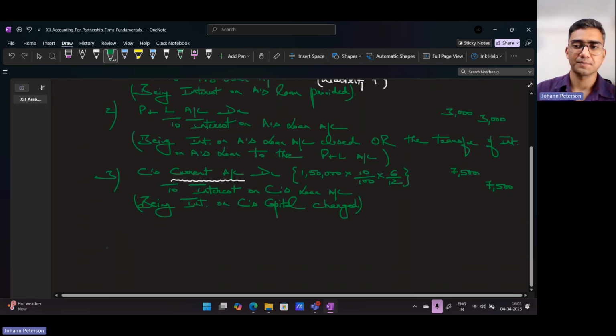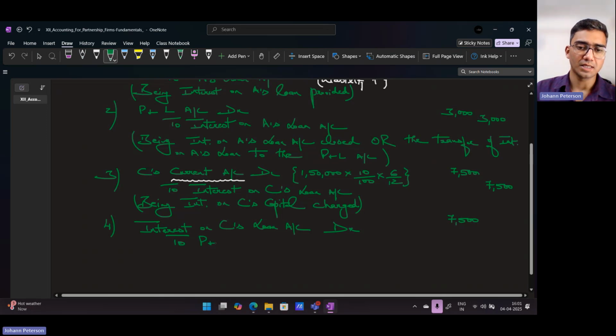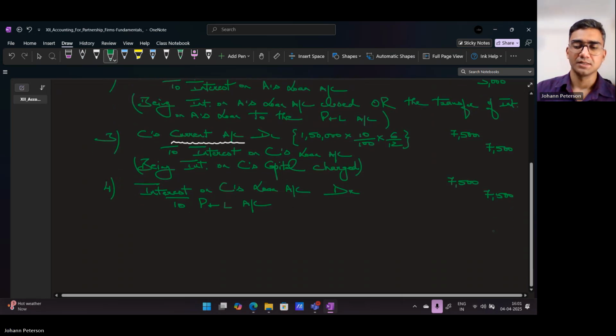The fourth entry. Now it is going to come in the P&L as an income. So it's going to come on the credit side. So therefore we have to close our interest on C's loan account. So we will debit that account. Amount will be 7,500 to P&L account. Amount will be again 7,500.